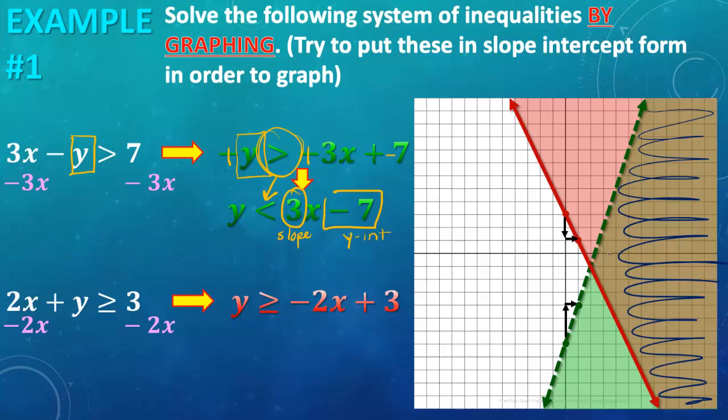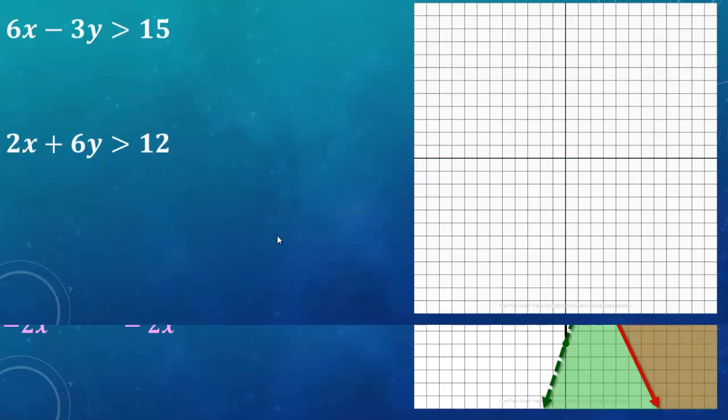Okay, so anything in this area would be a solution except on the dashed line. On the solid line would be okay, on the dashed line would not, but any other point inside of here, like I could pick right here, I could pick right here, these would all be solutions to both of these.